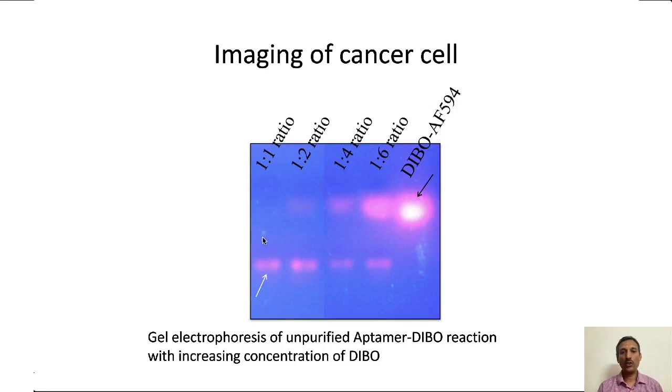And when we use a 1:1 ratio or 1:2 ratio of the azide and the alkyne, the yields are not very high. When we use a 1:6 ratio, we end up with our final product in a very high quantity. If we just use pure DIBO AF, that is the fluorophore, this shows very high on the TLC, in the gel electrophoresis, whereas when we use a 1:1 ratio, the reaction is very small. So, this is one of the reasons we have to use a little bit higher ratio of the reacting substances.